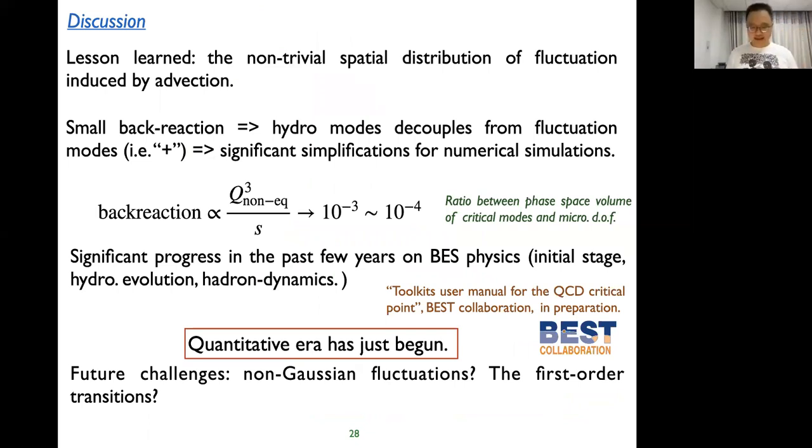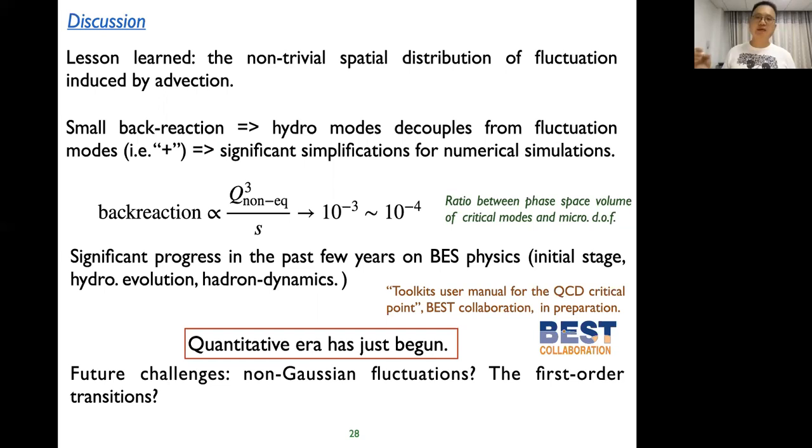I think the lesson we learned here is that there are non-trivial spatial distributions of fluctuations induced by the flow, or induced by the advection. I have not shown you the slides, but in the second bullet, I want to tell you that this tells us that actually the effect of the critical fluctuation on the thermodynamic function is very weak. One way to understand it is comparing the equilibrium with the phase space volume of the non-hydrodynamic fluctuations. If you plug in numbers, the typical magnitude is around 10 to the minus 3.